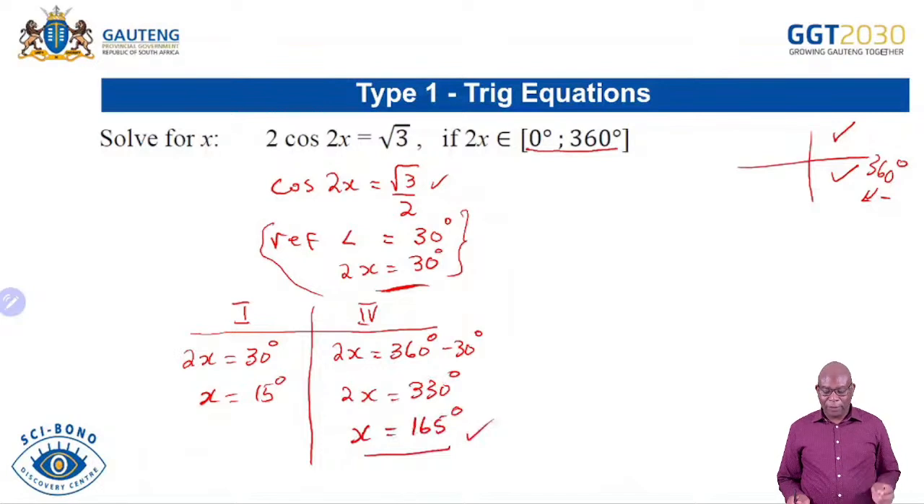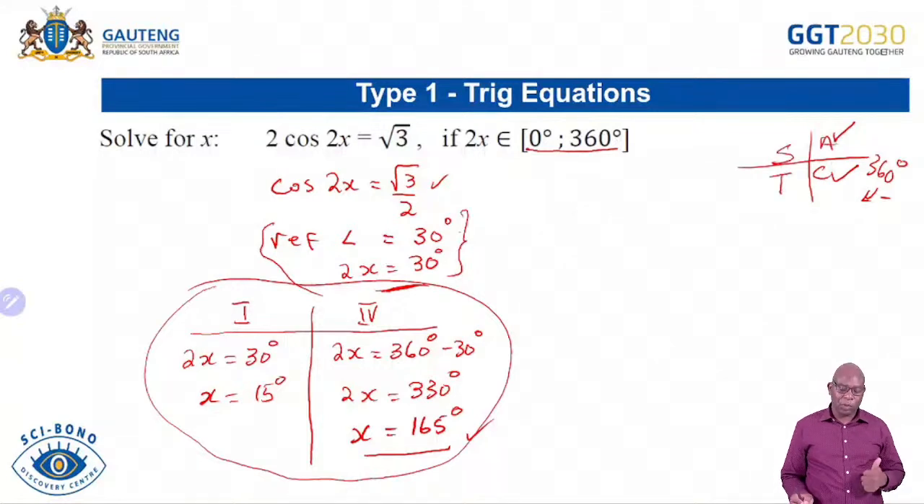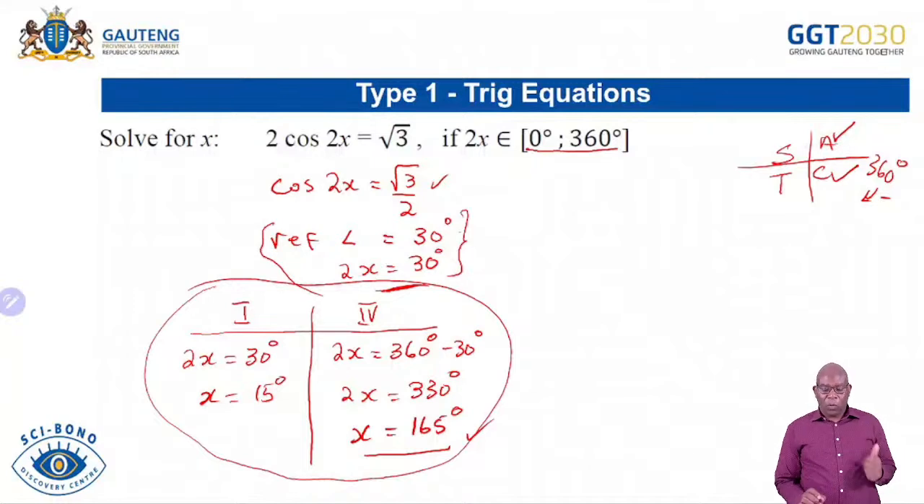Just understand that you need to first do your table there, and you are using your CAST. So you're checking where the cos is positive, and what is the interval that is being given to you, because sometimes the interval might differ.